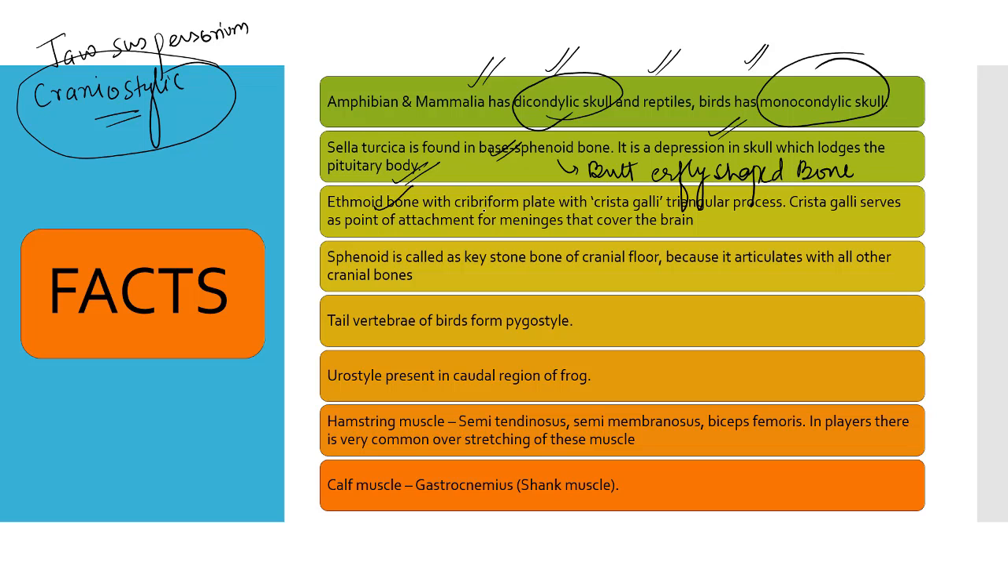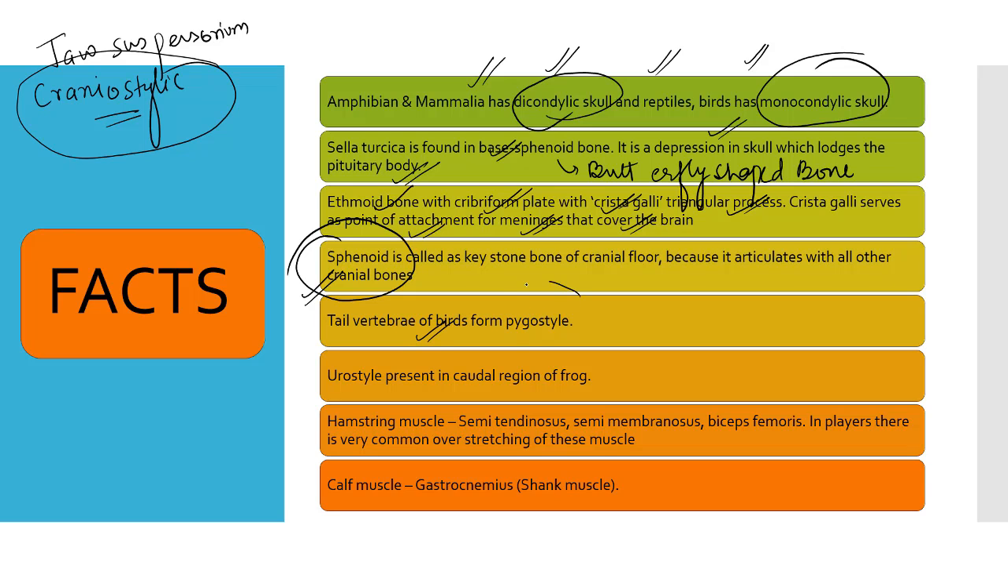Ethmoid bone has a cribriform plate with crista galli, a triangular process. Crista galli serves as a point of attachment for the meninges that cover the brain. Sphenoid bone is also called keystone bone of the cranial floor because it articulates with all other cranial bones. Very important. Sphenoid bone articulates with all other cranial bones. That is why it is known as what? Keystone bone of the cranial floor.